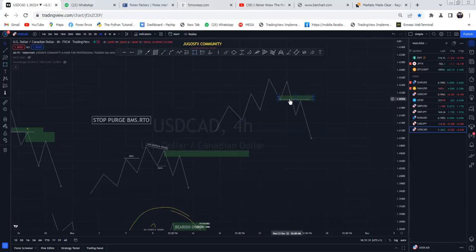It's a mitigation. Okay, price doesn't go to clear this. So you have your SMS here. This is your failure swing, and then price comes only to this level. It doesn't go right up back to this other block. It reacts to this level.